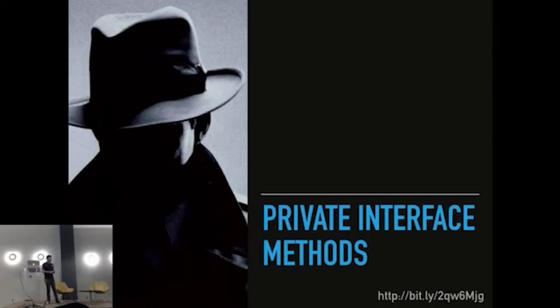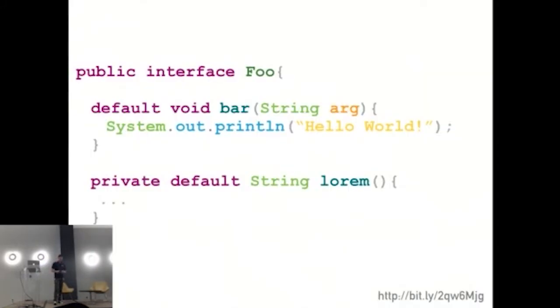Private interface methods. Another thing that was added in Java 8 was default and static methods for interfaces. And so now if you have multiple default or static methods within an interface and they are using some of the same code, you can now put that into a private interface method, which helps with your code reusability.